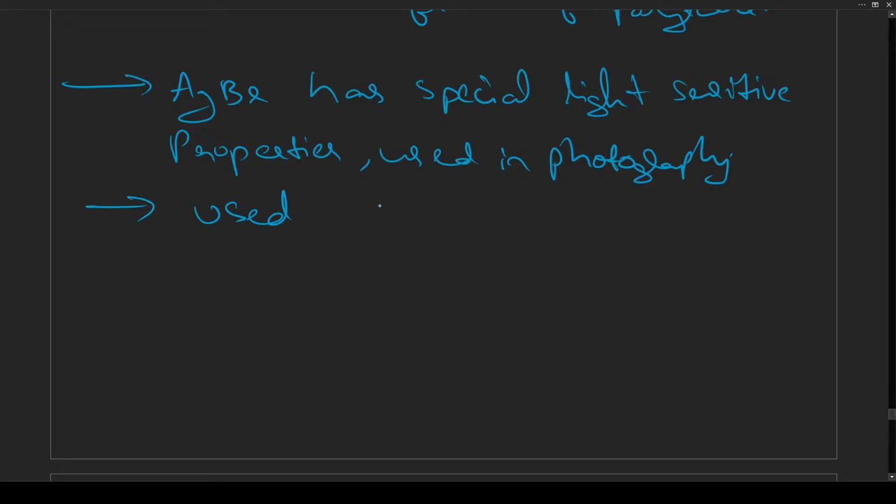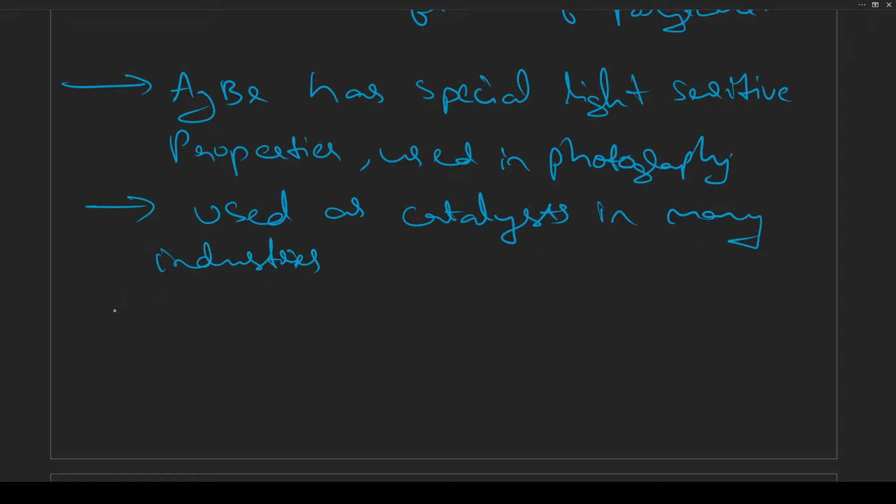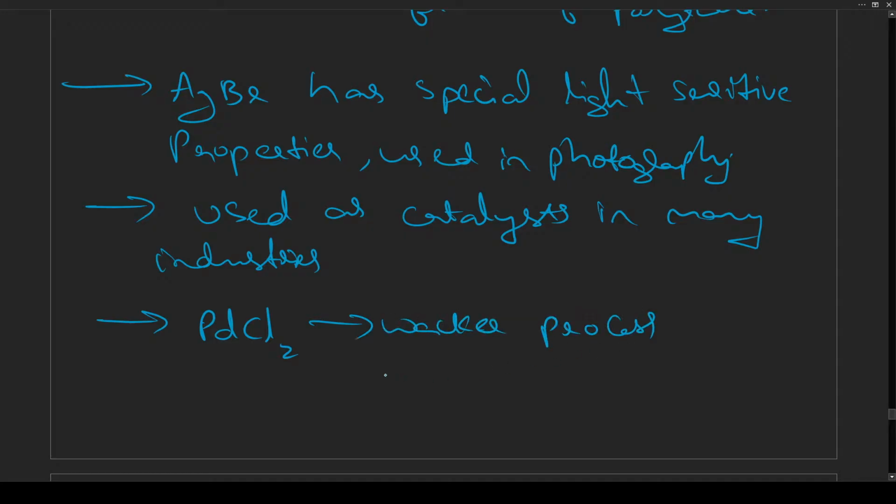Used as catalysts. D block elements used as catalyst in many industries. PdCl2, Wacker process, catalyst in oxidation of ethene to ethanol.